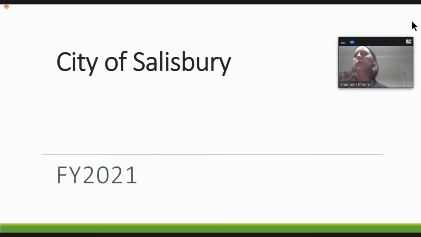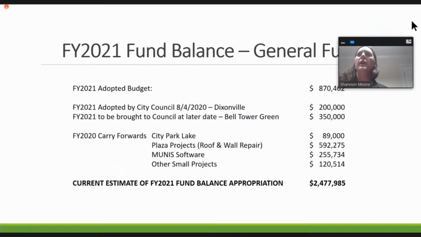I prepared the report before our August month was closed. So in looking at July, there's not a lot of key performance indicators to show any significant changes in any of the funds from last July to this July. But what I did want to provide you was an update on where we're at for our FY 2021 fund balance number. And so if you remember, in the FY 21 budget process, we did adopt a fund balance of $870,462.